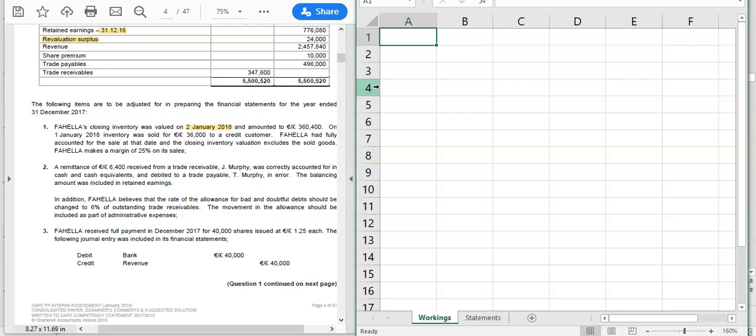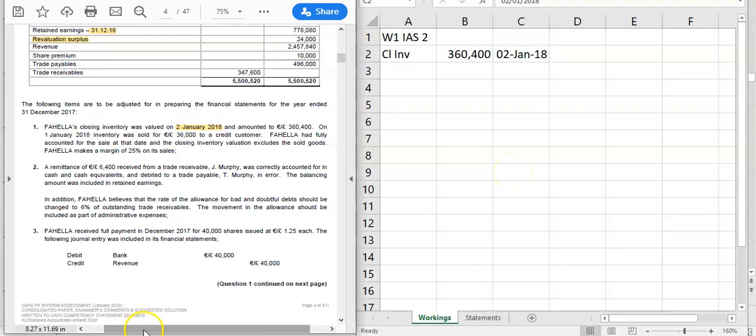So working 1 here, we know it's IAS 2, closing inventory. So your closing inventory was 360,400. Now that was on the 2nd of January 2018. So we know that is not the figure that can go in our 2017 accounts. The reason being, we need it at the 31st of December. So this is what we call a rollback procedure, because what you're going to do is roll it back from the 2nd of January back to the 31st of December based on the movements.